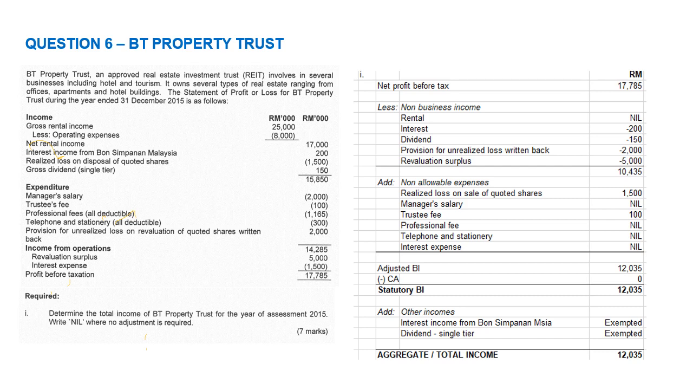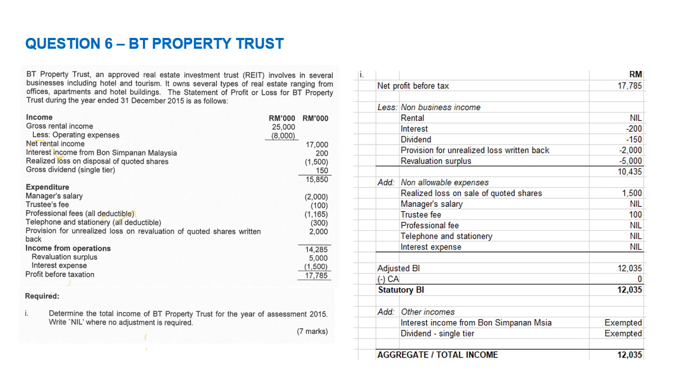Okay, let's look at question 6, BT Property Trust. Okay, so kita tengok dulu soalan dia. Alright, so dia bagi BT REITs, ada several types of real estate, ada office, apartment, and also hotel buildings. And then the question gave us the P&L of BT property.